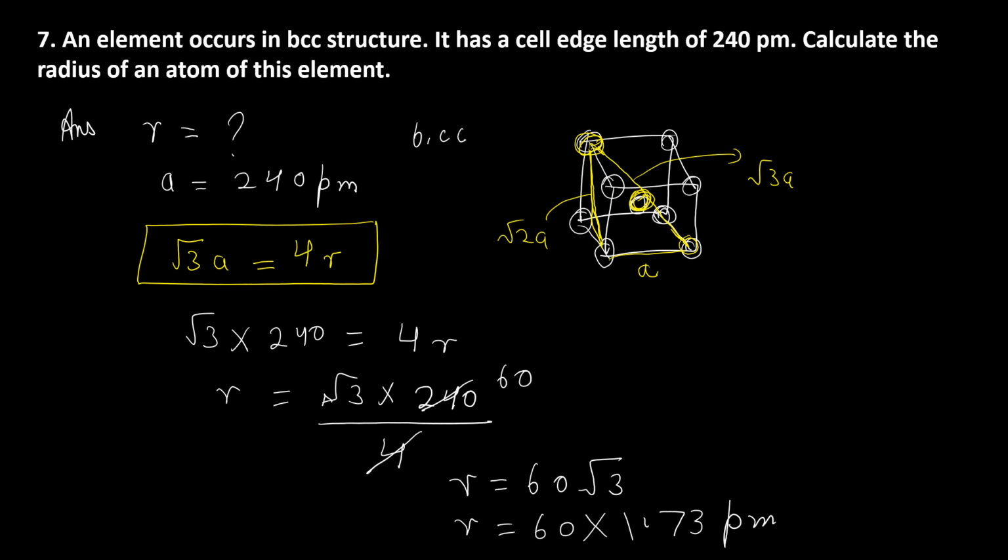So this is a very simple numerical problem in which you simply should know the relationship between the radius of an atom and the edge length. Right. If you remember, in case of FCC, this formula will change to 4R is equal to root 2A. And in case of simple cubic, it will change to 2R is equal to A.